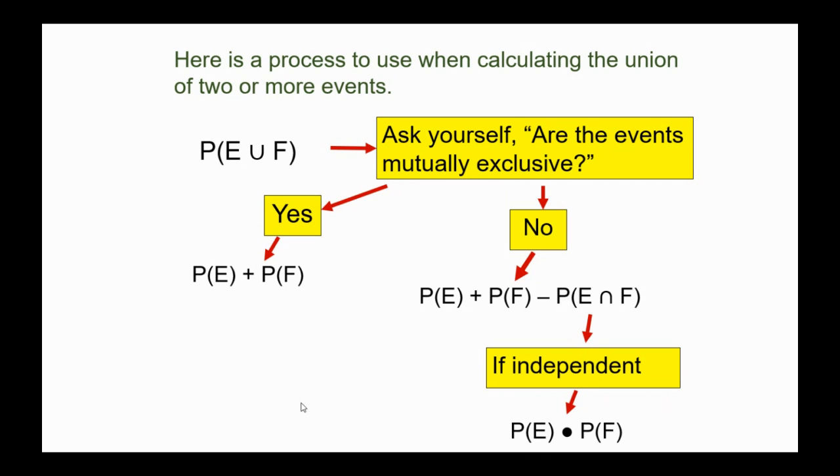Okay. This is to do what again? This is to calculate the union of two or more events happening. What's the union? Or. Okay.